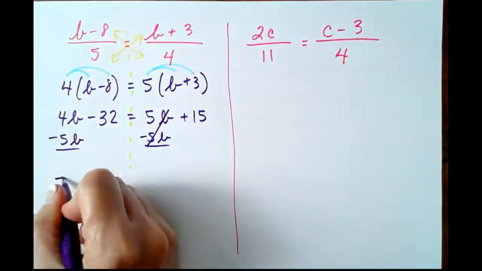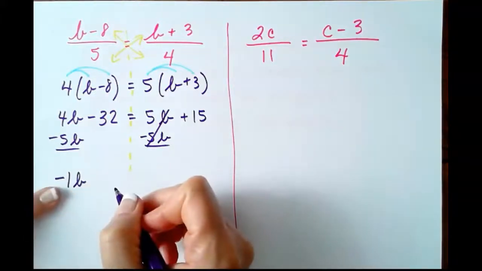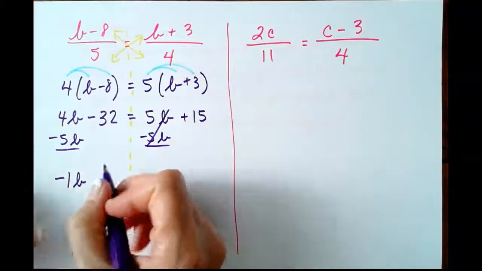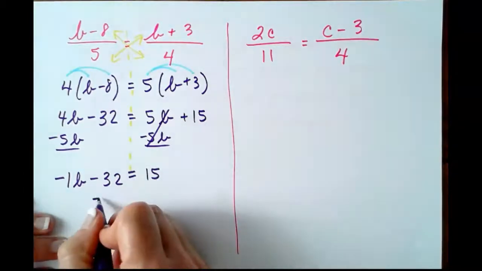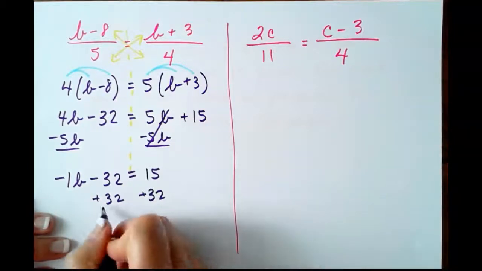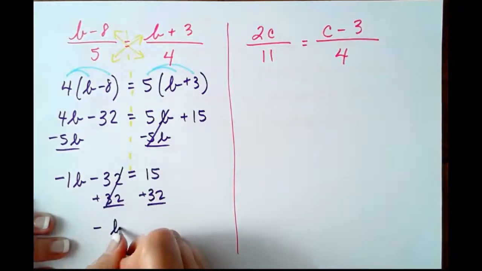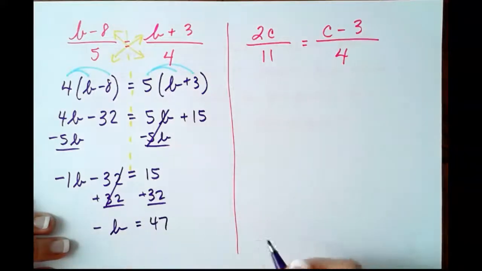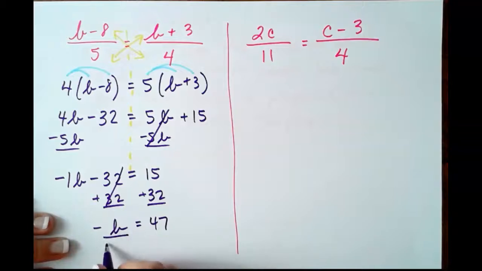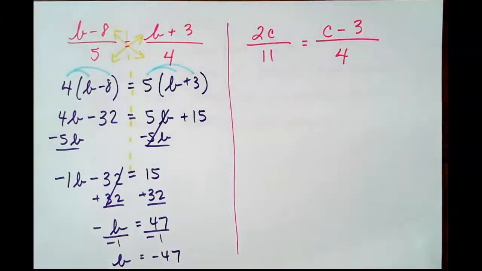And we end up with negative 1b. You can write the negative 1 or don't, but you do need a negative. Minus 32 equals 15, plus 32, plus 32. That's the addition property of equality. So negative b equals 15 plus 32 is 47. Finally, division property of equality, divide both sides by -1. B is negative 47. So when b is negative 47, the equation will be true.